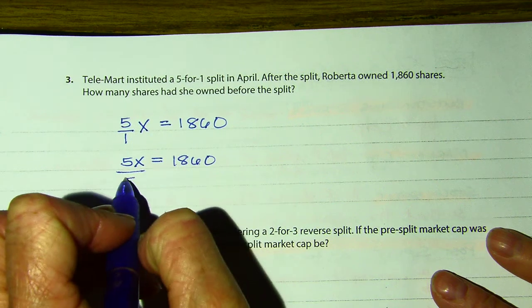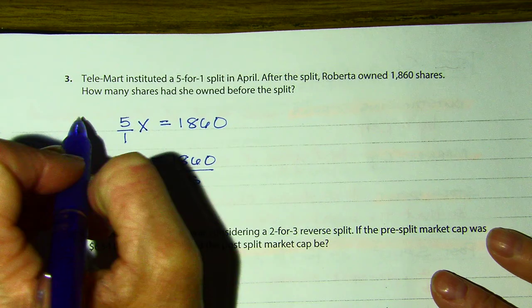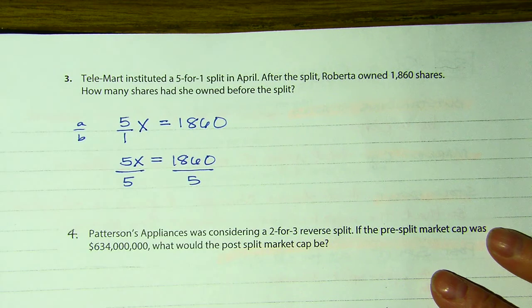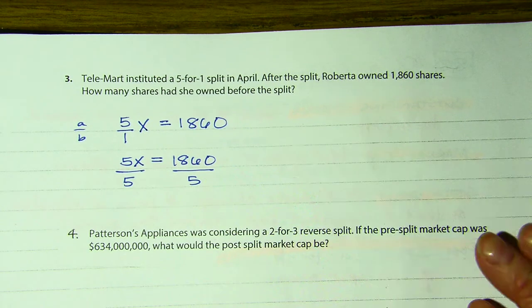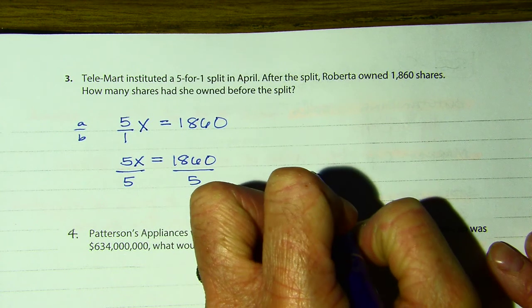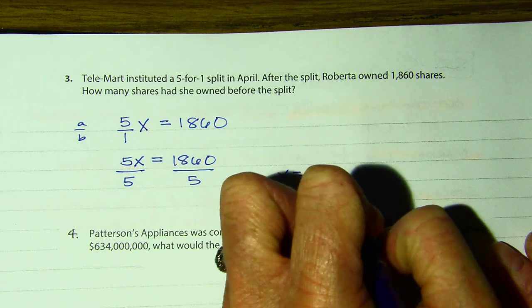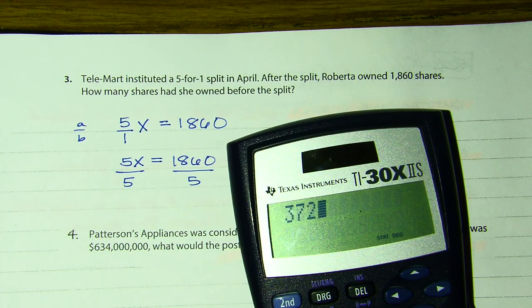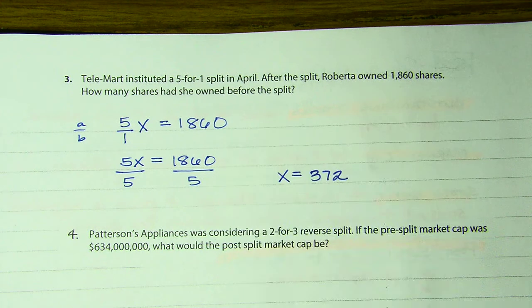So to solve, I set this up A over B. Okay, that's where I'm getting the 5/1, and it says right here 5/1. Divide by 5, and she had 372 shares. And you could check your work. 372 times 5 is 1860.